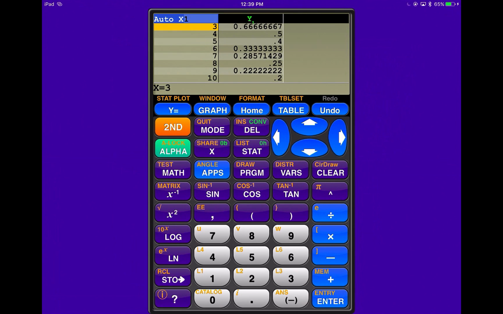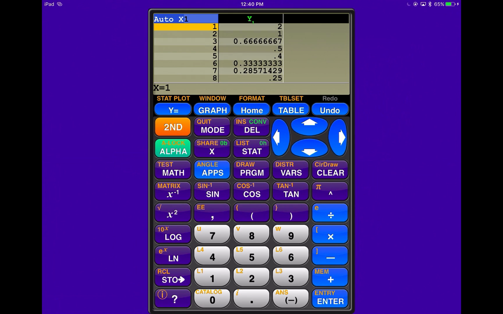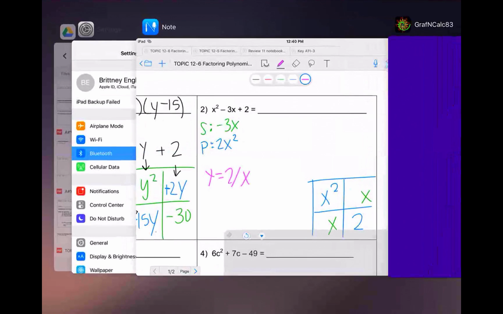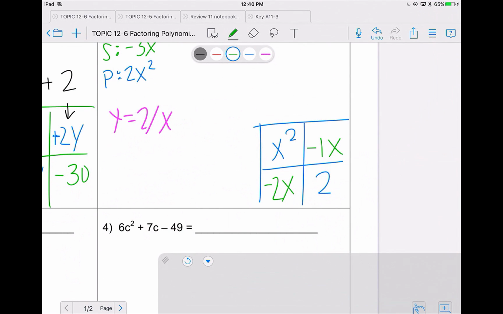Remember, I'm only looking at whole numbers. 2 plus 1 is a 3, but I need a negative 3, so I need to keep going. 1 plus 2 is 3, but again, I need a negative 3. So if I go up, because I'm needing negatives that will multiply to be a positive, so they're both going to be negative, negative 1 plus negative 2 is a negative 3. So in my box, I have a negative 1 and a negative 2.